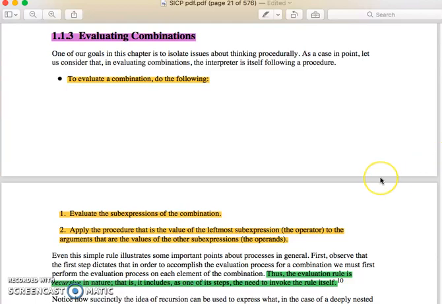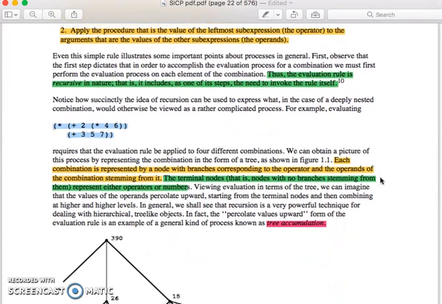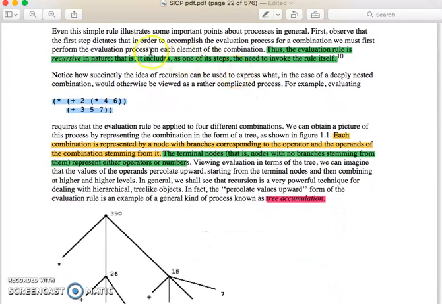Even this simple rule illustrates some important points about the process in general. First, observe that the first step dictates that in order to accomplish the evaluation process for a combination, we must first perform the evaluation process on each element of the combination. Thus, the evaluation rule is recursive in nature. That is, it includes as one of the steps the need to invoke the rule itself. Notice how succinctly the idea of recursion can be used to express what, in the case of deeply nested combinations, would otherwise be viewed as a rather complicated process.